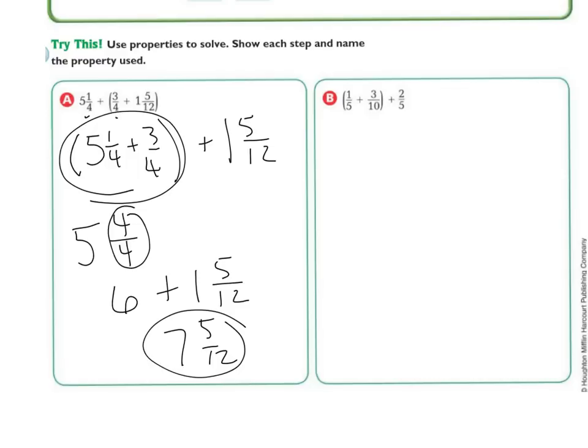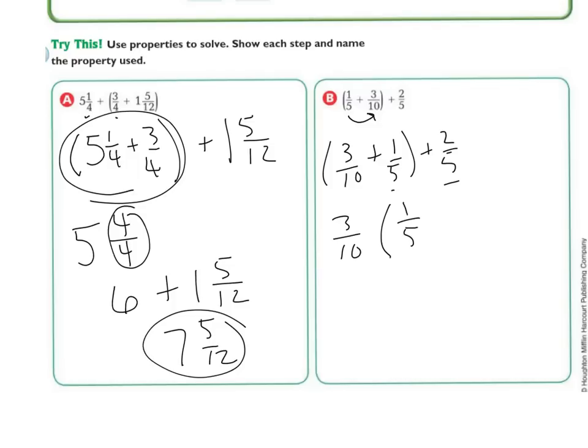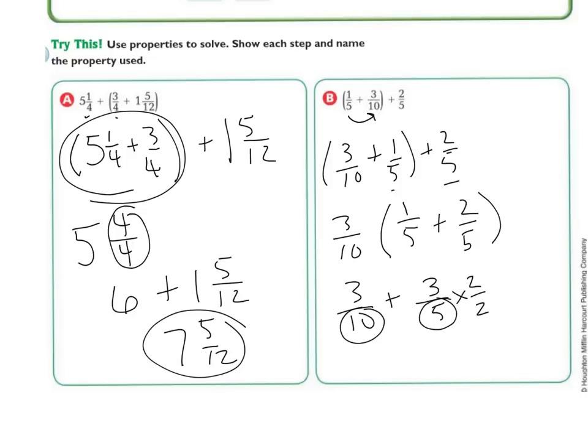Let's do the next one. On this one, I'm going to start by doing the commutative property. So if I swap these two numbers, so if I say 3/10 plus 1/5 plus 2/5. Now I have my 5s close together. Use my associative property and say 1/5 plus 2/5. Okay, so 1/5 plus 2/5 is 3/5 plus my 3/10. Now I do have to change the bottom numbers because I need them to be the same. So on this side, I multiply by 2/2. So then I'll get 3/10 plus 6/10 equals 9/10.